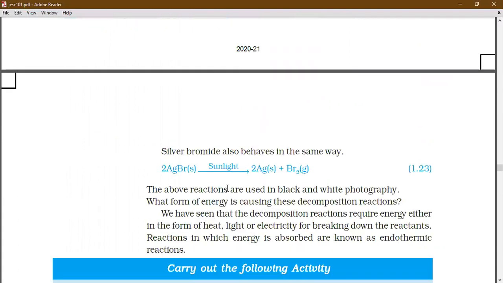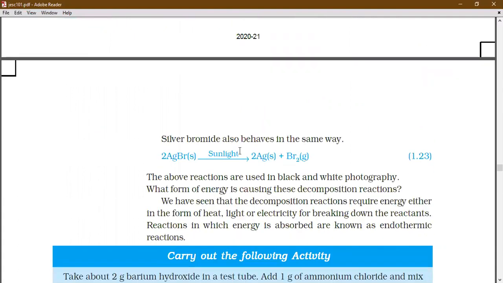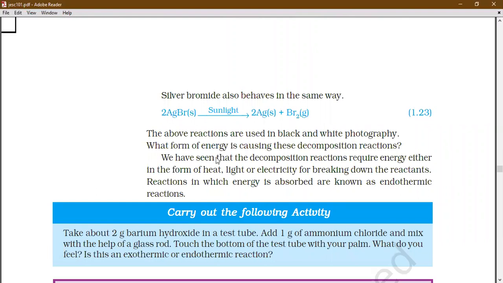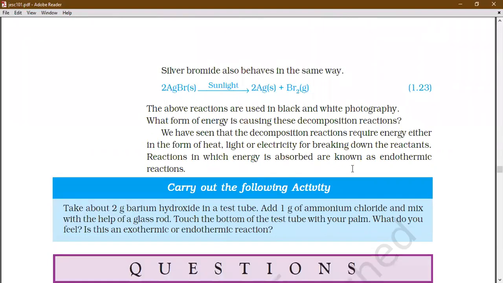Silver bromide also behaves in the same way. 2AgBr (solid), in the presence of sunlight, gives 2Ag (solid) plus Br2 (gaseous). The above reactions are used in black and white photography. What form of energy is causing these decomposition reactions? So we have seen that the decomposition reactions require energy either in the form of heat, light or electricity for breaking down the reactants. Reactions in which energy is absorbed are known as endothermic reactions.